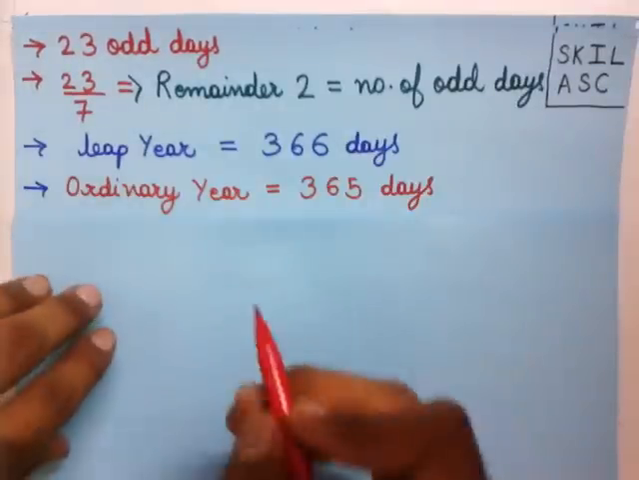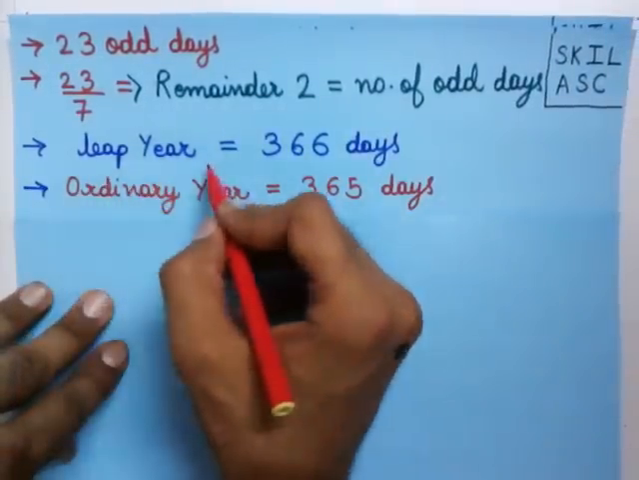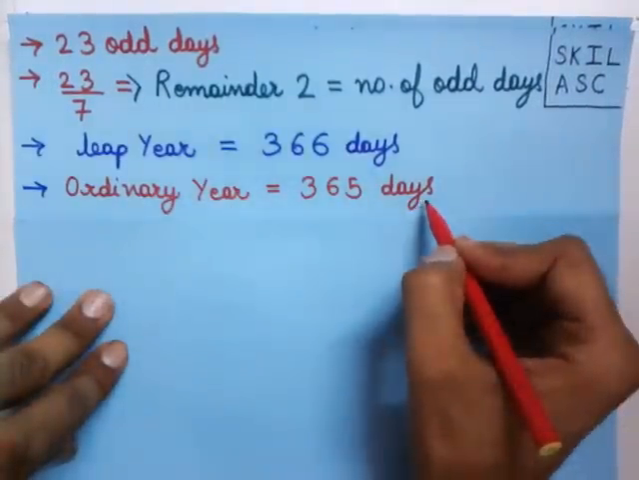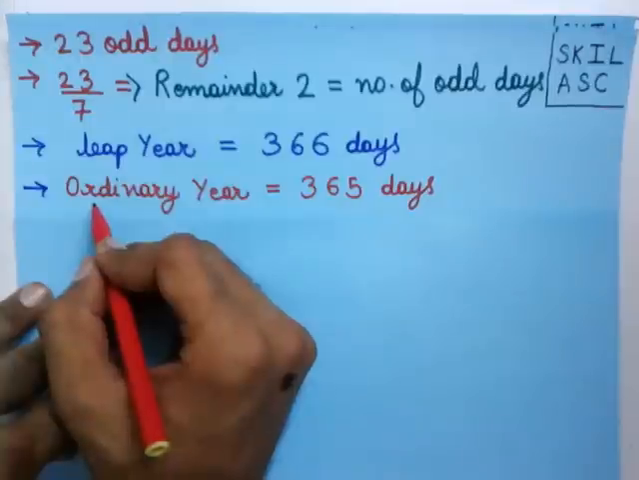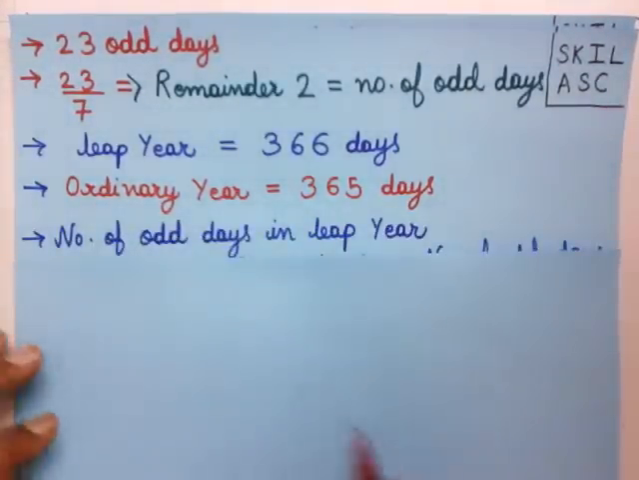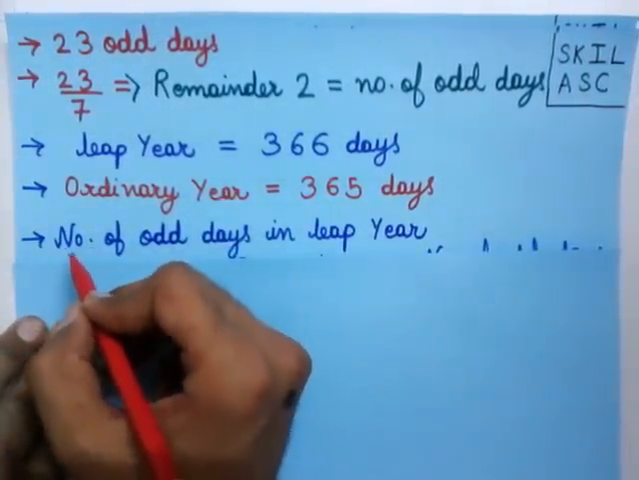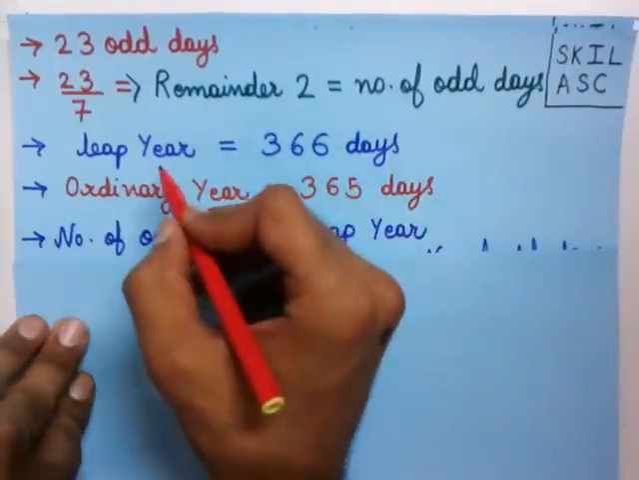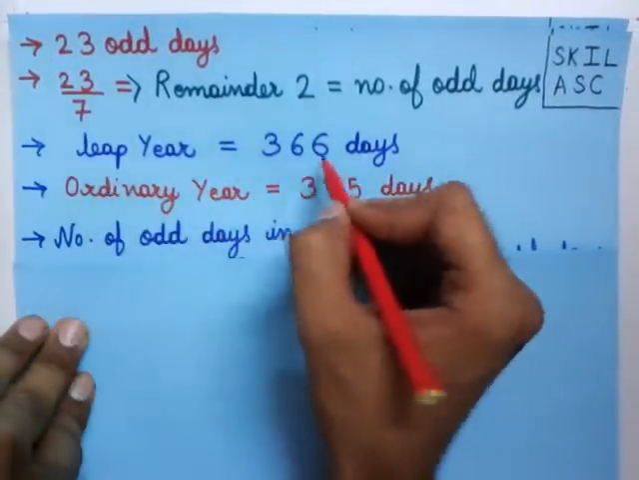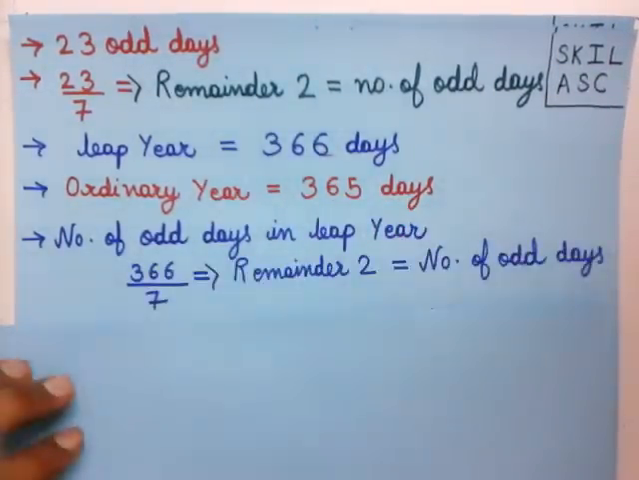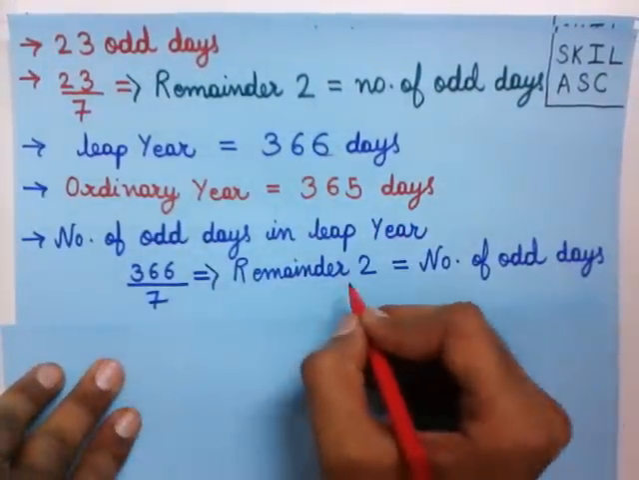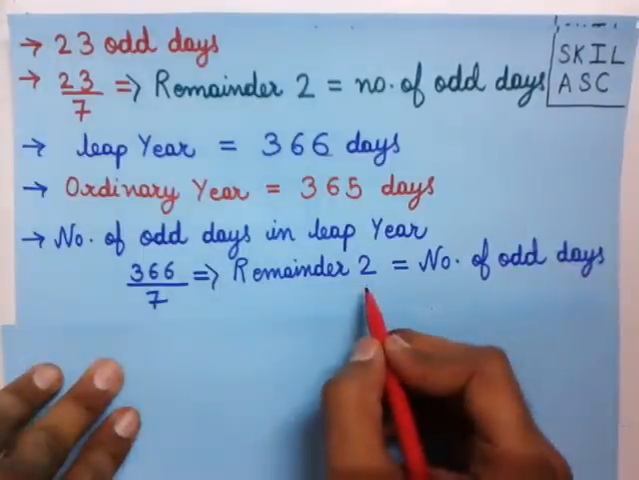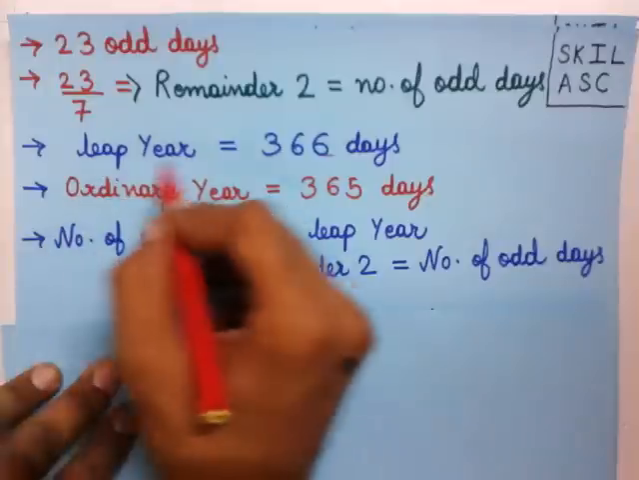Now the next thing you must remember is that a leap year has 366 days and an ordinary year has 365 days. A year which is not a leap year is called an ordinary year. Now the next thing is we will find the number of odd days in a leap year. We know that the number of days in a leap year is 366. So we divide 366 by 7 and the remainder will be the number of odd days. In this case, the remainder is 2. So 2 is the number of odd days in a leap year.